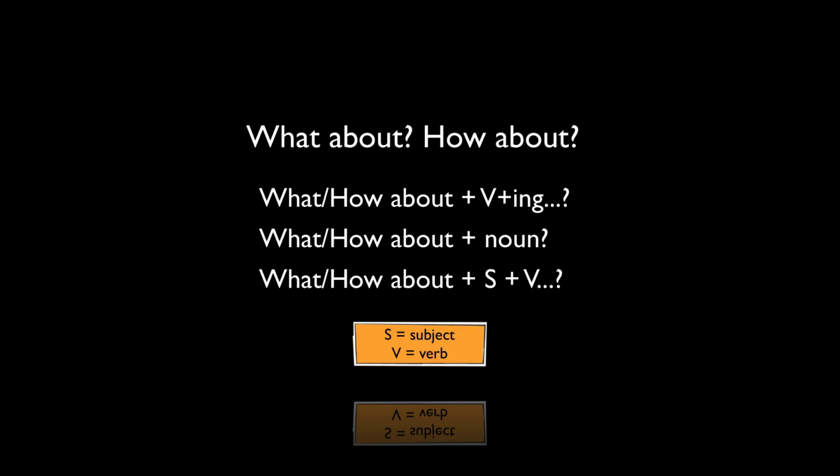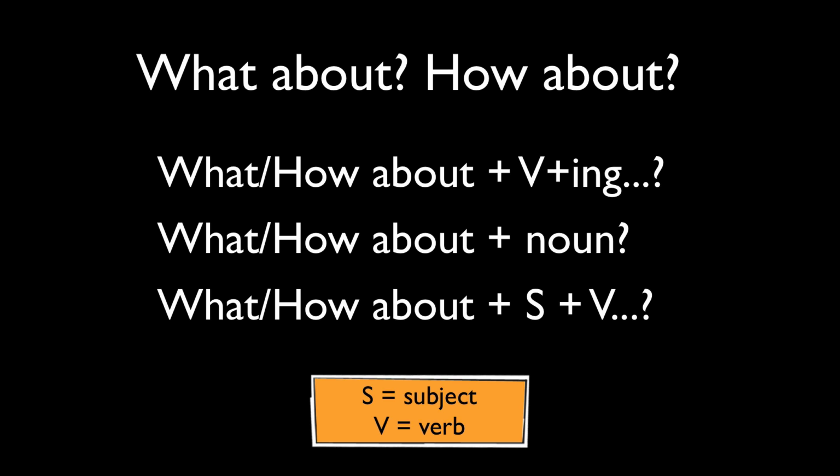Okay, so what about? How about? Here we've got 3 choices. What, how about, then verb ing, what or how about plus a noun, or what or how about and a clause, so subject, verb.